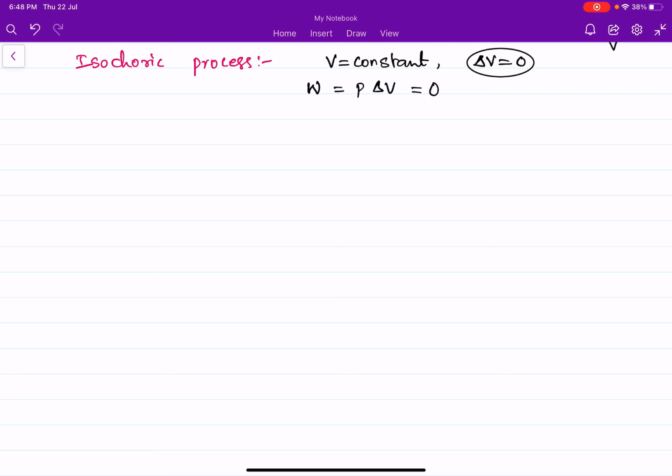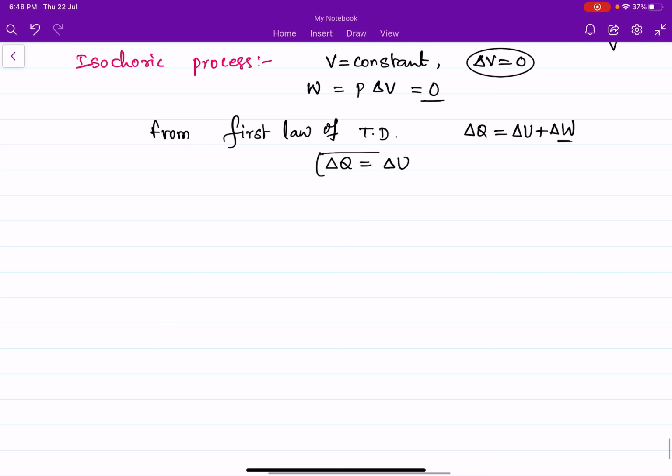If work done equal to 0, from first law of thermodynamics, we know delta Q equal to delta U plus delta W. Amount of heat energy given to the system is partly utilized to do work and the remaining part is to increase the internal energy. So as work done is equal to 0 in this case, whatever the heat energy supplied to the system will be utilized to increase its internal energy only in the case of isochoric process. Okay, so this is all about isochoric process.